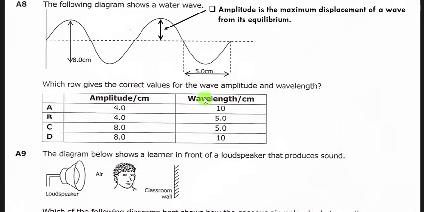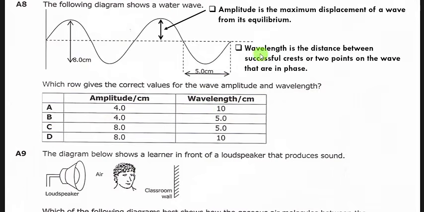Now wavelength. Again, this is the definition. Wavelength is the distance between successive crests. So successive crests meaning crests following each other. So between this crest and this crest, the distance here is what we call the wavelength. Here we are saying, or 2 points, excuse me, on the wave that are in phase. So 2 points on a wave that are in phase are similar points.